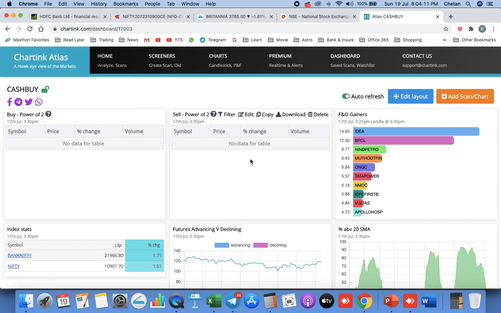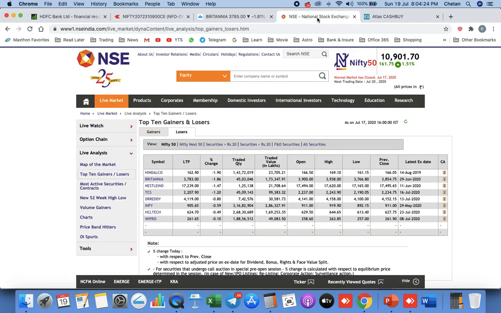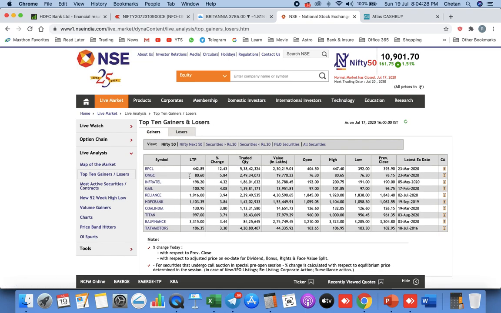Power of 2, what is the buy? Power of 2, what is the sell? What are the stocks for buy signal, sell signal? You will get them automatically, and you can take a trade in real time. It will get updated. So that's the beauty of this website. I like this website very much. I'm using this. If you see what are the stocks that gained on Friday, BPCL 12.4%.